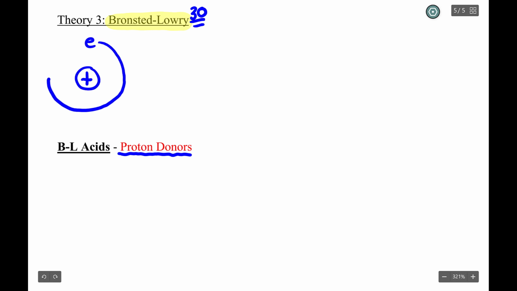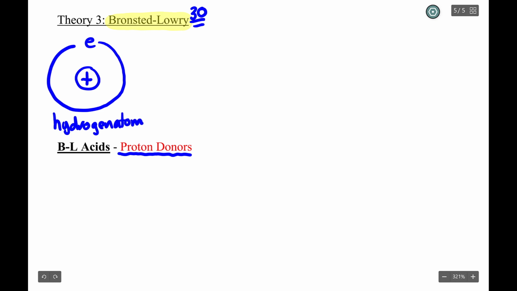And if you're going, well, protons are found in the nucleus, what is he talking about here? Let me give you a little bit of background, okay? When you have a hydrogen atom, it has one electron, and it has one proton and no neutrons. This is a hydrogen atom.